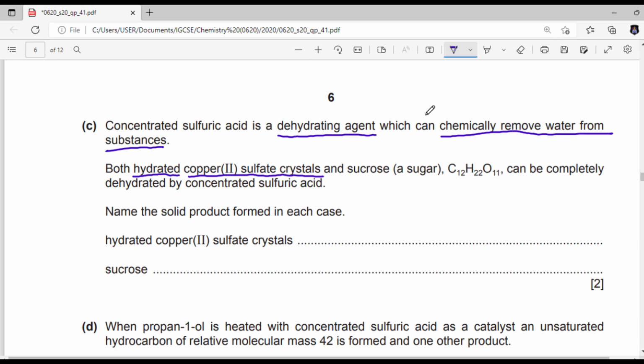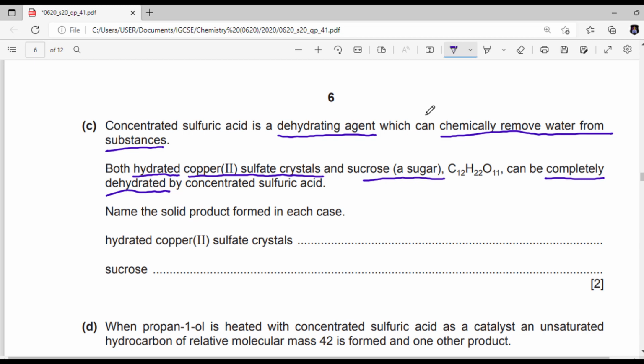Anhydrous. So take note of that. Both hydrated copper 2 sulfate crystals and sucrose can be completely dehydrated, which means that there can also be partial dehydration. Can be completely dehydrated by concentrated sulfuric acid. Name the solid product formed in each case.